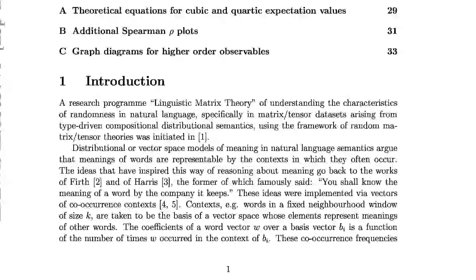Okay, distributional or vector space models of meaning in natural language semantics argue that meanings of words are representable by the context in which they often occur. Okay, so this is old hat for me. So this is the kind of standard distributional semantics stuff. We can probably skip over this, but basically the idea is that you can build up vectors of words by looking at their contexts in large amounts of text. Let's get the next page up.